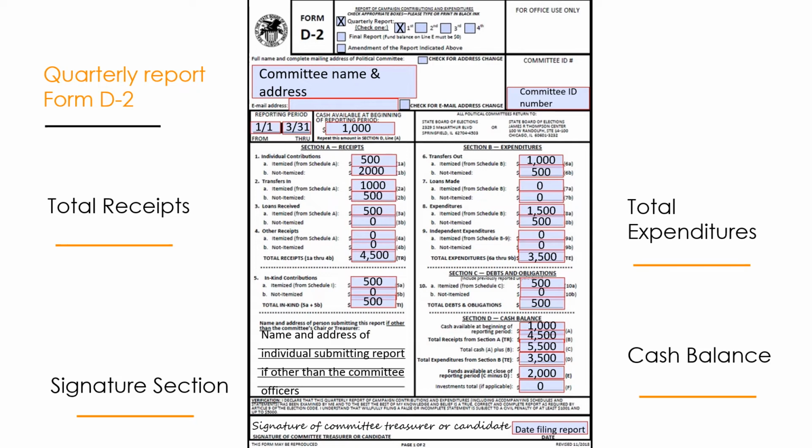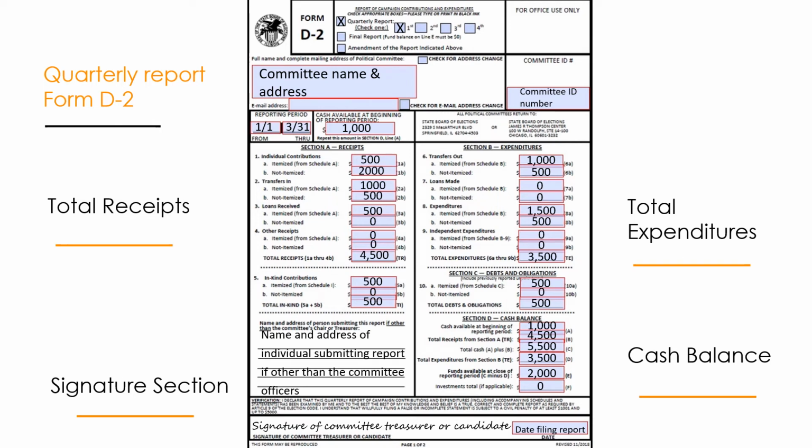Lastly, on the D2 cover page, Section D is for cash balance totals. Line A in the total section should reflect the same amount listed at the top of the form for beginning balance. Line B will reflect the total receipts line in Section A, and line C in the total section will reflect the totals of the 2 lines above.